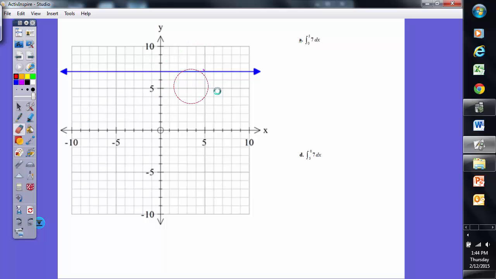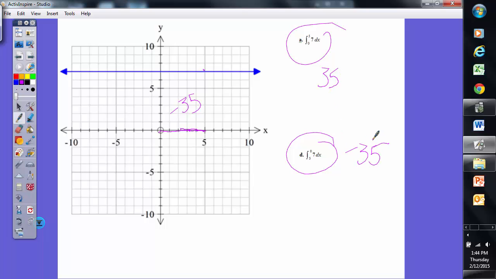However, if I switch this around, and I move from 5 to 0, my changes in x are all going to be negatives. So I'm going to be adding up a whole bunch of negative areas. Even though it's above the x-axis, the way I'm moving on the x-axis is in a negative direction. So that makes this area negative 35. This is important: when you switch the limits of integration, you get the negative of your original answer. That's going to be one of our rules of integration.